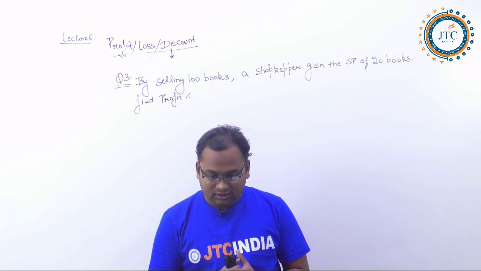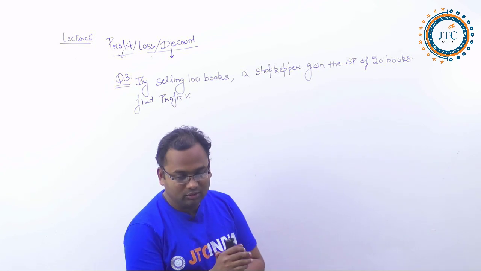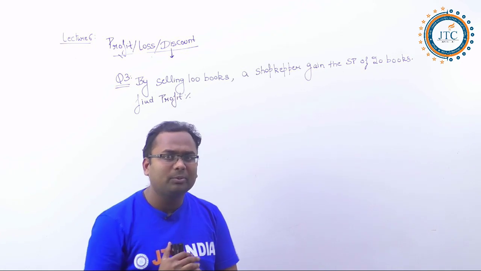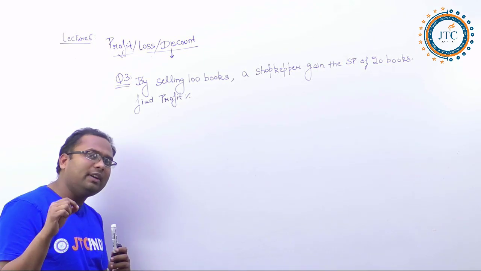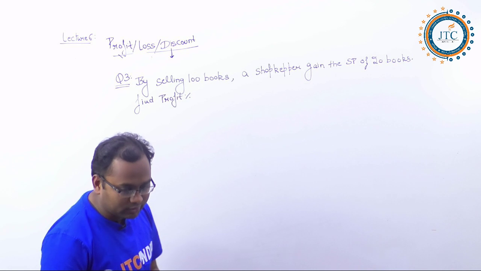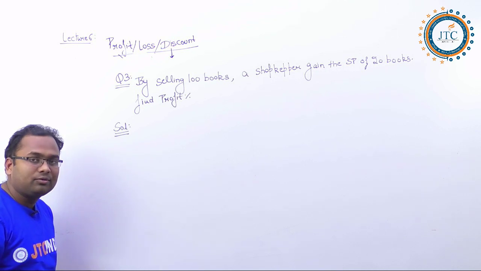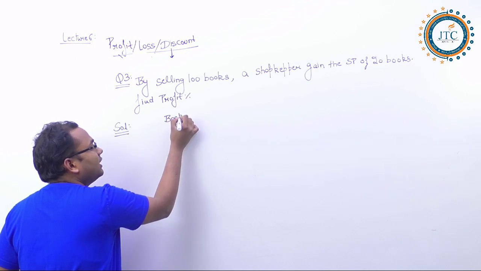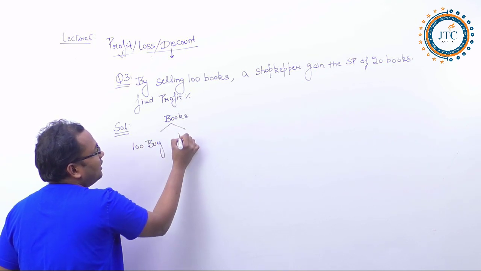25 is the answer, not 20%. 20% is not the correct answer. So start solving this and understand the concept, how we can directly solve this question and what is the concept behind it. When a shopkeeper sells 100 books, we have to equalize the quantity. If a shopkeeper sells 100 books, then he also buys 100 books.